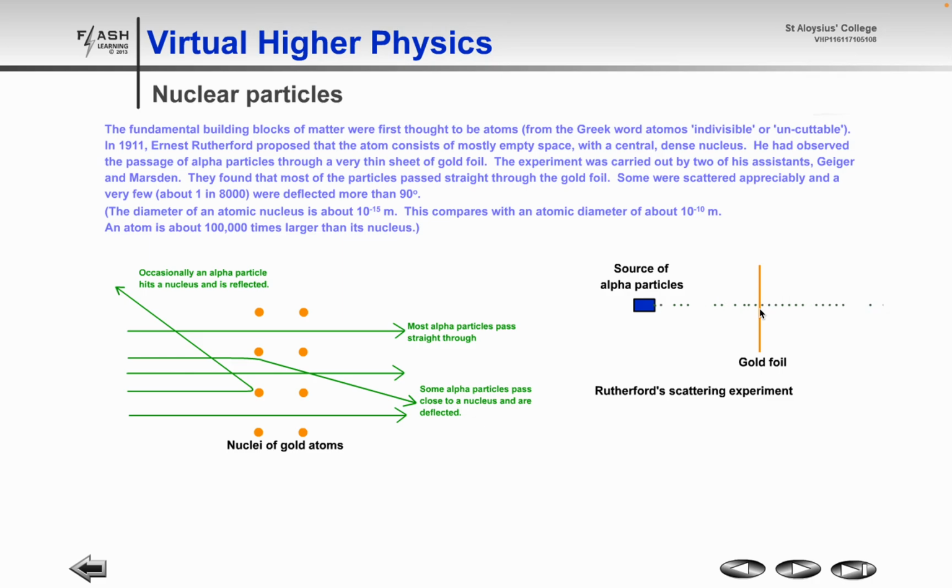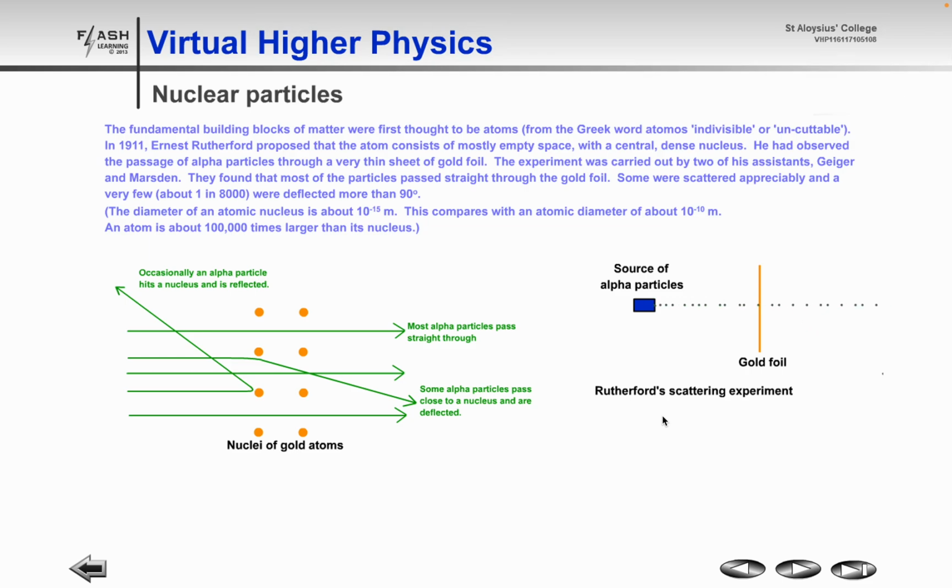What he showed was the vast majority of alpha particles just passed straight through. A small amount, we're talking less than 1%, pass close to the nucleus and get deflected by small angles. So you'll see these coming out occasionally, deflected in those sorts of directions. But very occasionally we get one deflected backwards. Now, at the time, Rutherford said this was like firing a cannonball at a piece of tissue paper and it bouncing backwards.